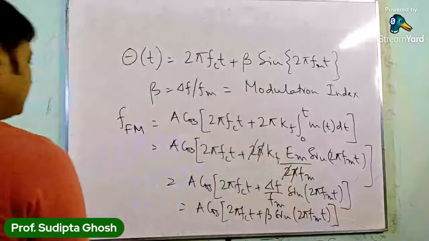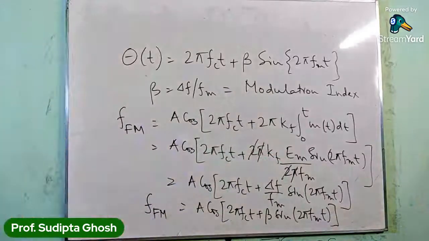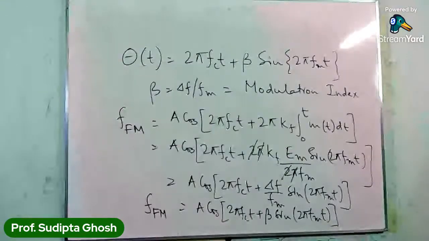Or you can write it as A cos 2 pi FCT plus beta into sine of 2 pi FMT. So this will be the equation for a frequency modulated wave, F of FM: A cos 2 pi FCT plus beta sine 2 pi FMT. From this particular equation, we can find out how the modulated signal varies with time. Okay?